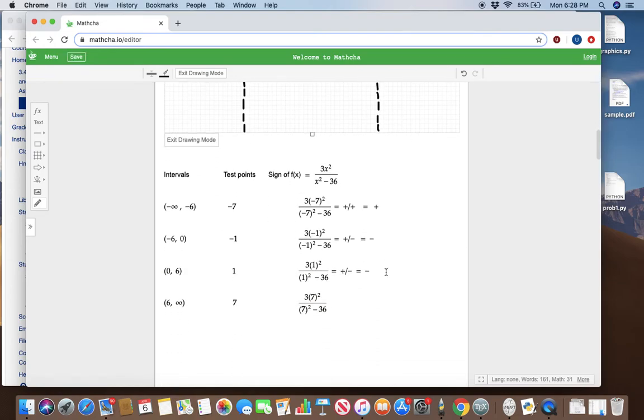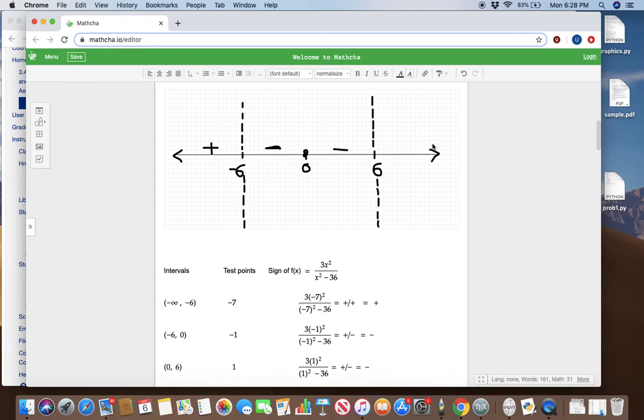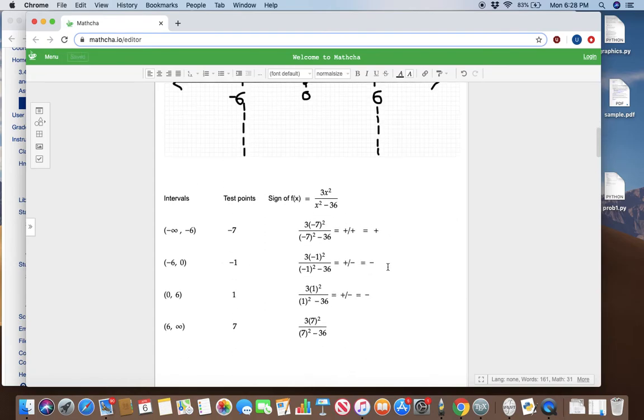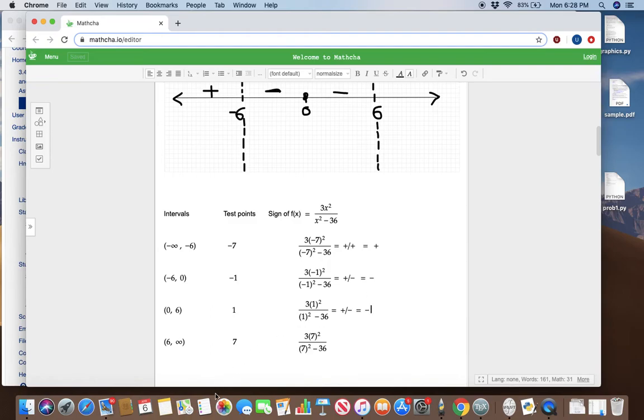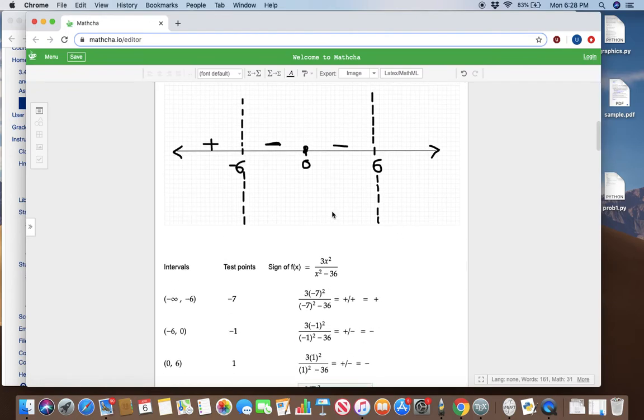Now, lastly, for this interval, 6 onwards, choose any number you like. I chose 7. Plug it in your function f. You get 3 times 7 squared. So the same story as before. Upstairs is positive. Denominator is 49 minus 36. I don't care about the value, but I care about the sign. It's a positive.